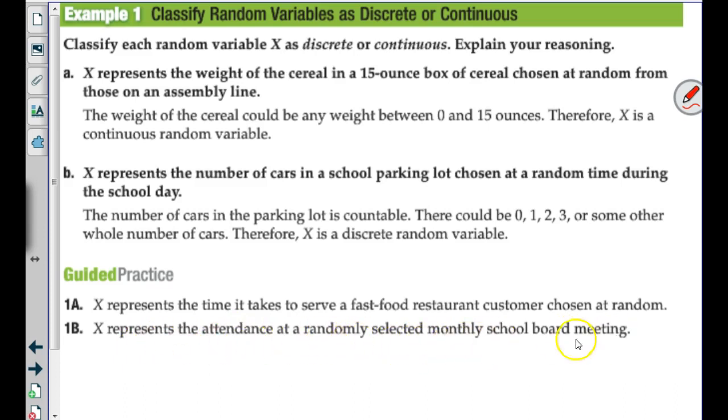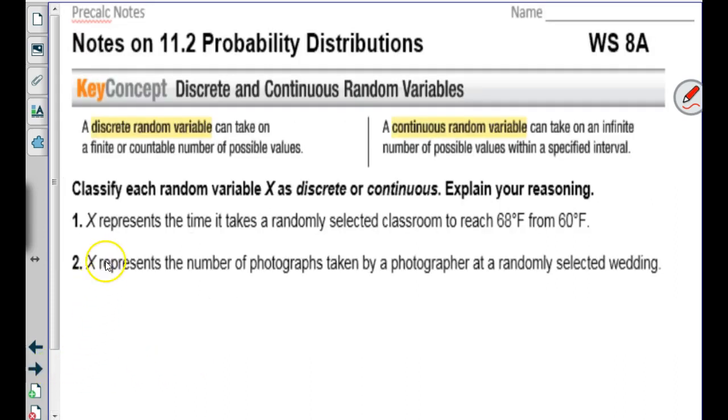Attendance at a monthly school board meeting: discrete. There's a whole number of people in the room, right? You have these two examples. This represents the time it takes for the classroom to go from this to this. So time, what do you think? Continuous. We could say half an hour, we could say 15 minutes, or we could say 3.7 minutes, right? So it's continuous. You could make it smaller and smaller increments of measurement.